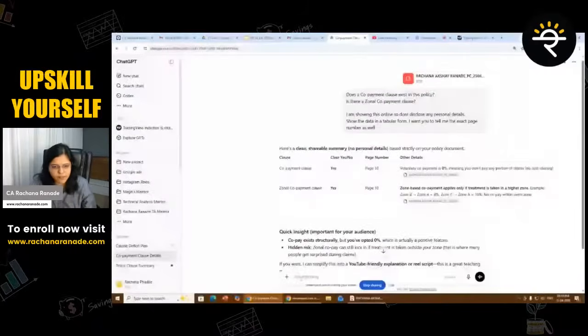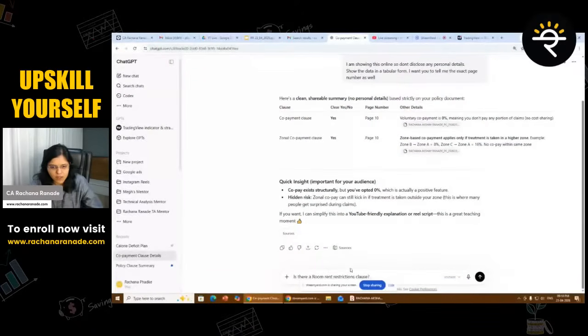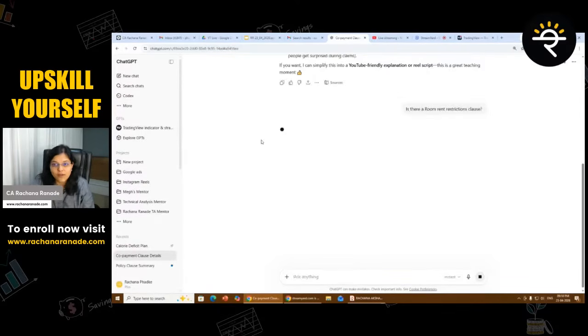So let's quickly check for the room rent clause as well. Again, very simple. I go back to ChatGPT and ask, is there any room rent clause restriction? Now I'm not going to say give me in tabular form, tell me page number, yes, no, whatever. Ideally, that's why we say artificial intelligence, right? I'm putting this in front of you right now. Ideally, it should give me the same format. Let's see how it gives me the answer.